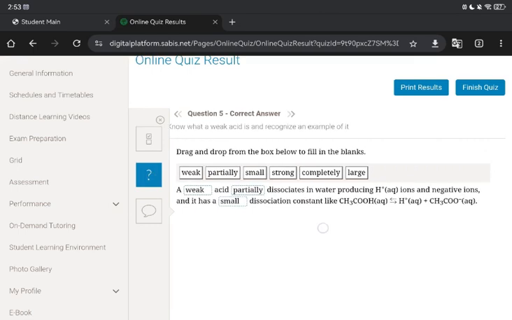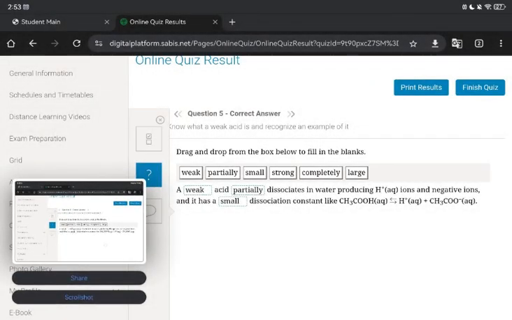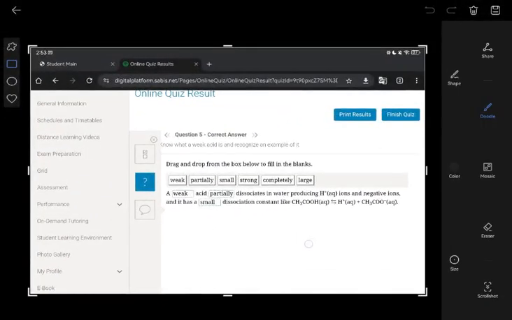Here's the opposite. A weak acid partially dissociates in water, producing H plus, and has a small dissociation constant. So now let me show you what a small dissociation constant means. When this is over this, the number is going to be small. The smaller, the weaker; the larger, the stronger, and the biggest number you could possibly get is 1. So this is what they mean by partially dissociate.